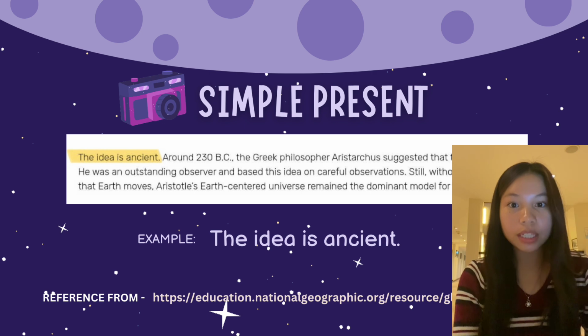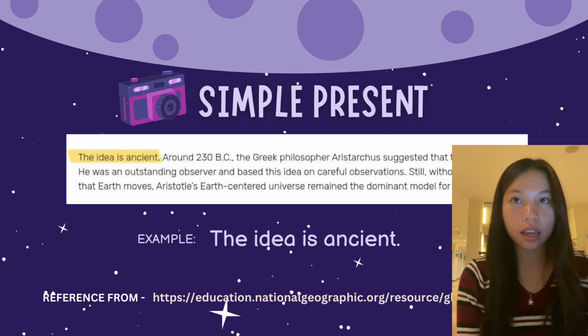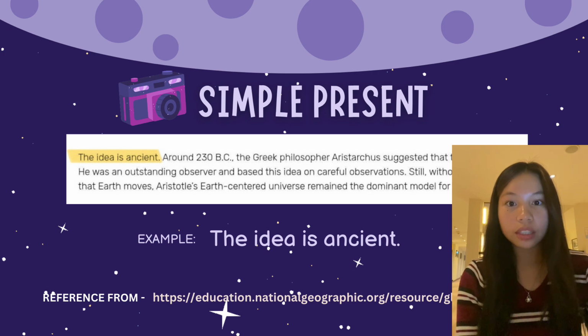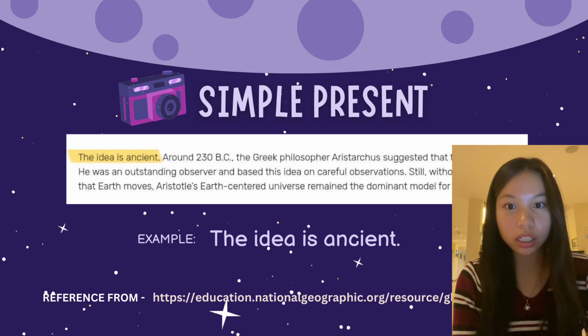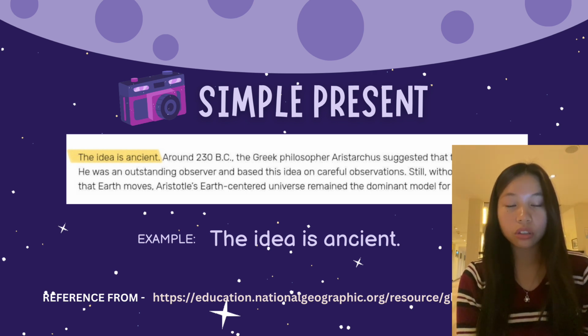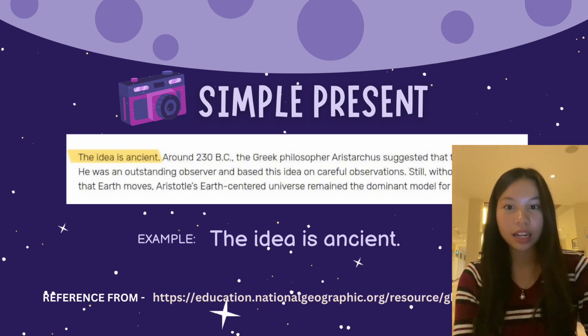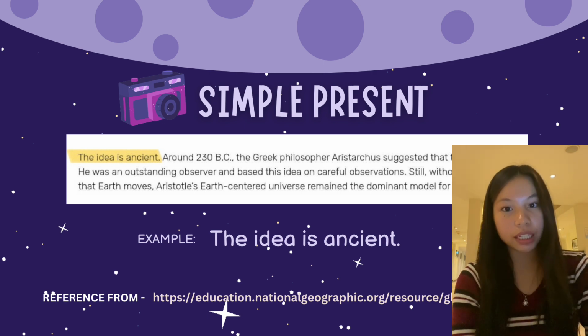So present simple is basically describing actions that happen regularly or facts. For example, the idea is ancient. So the structure is easy, which is subject plus verb. Okay, let's move on to the second part.